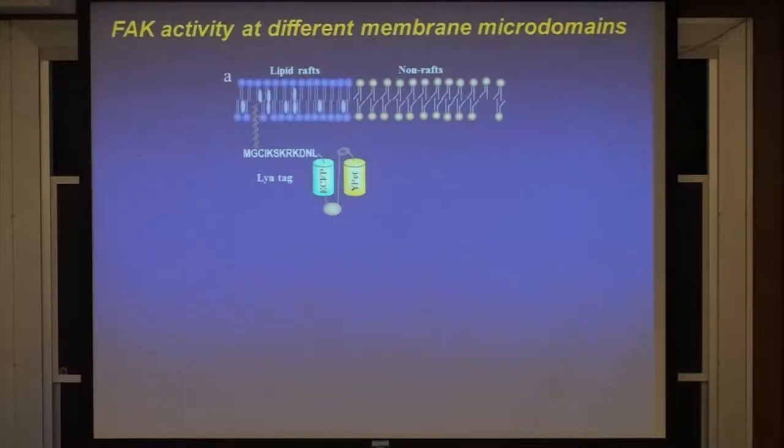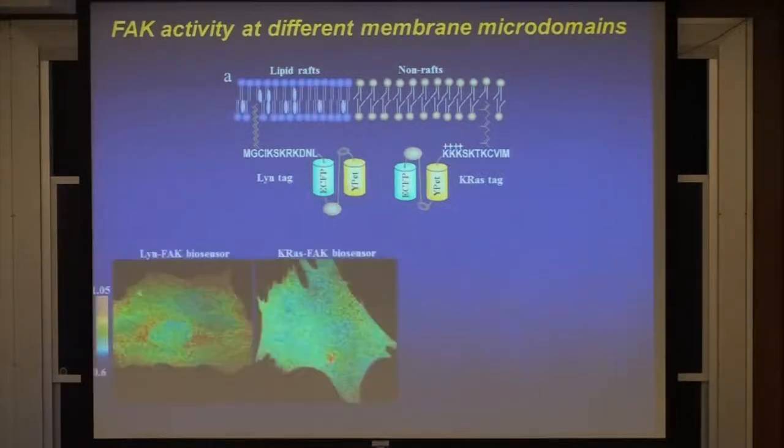But we can engineer the FRET biosensor to specifically force the biosensor to stay inside lipid rafts. As you can see here, we can add a peptide containing glycine 16, and it will be modified with a saturated fatty acid chain and inserted into lipid rafts. Or we can modify the biosensor so that it will be forced to stay outside the lipid rafts. And we can compare which biosensor can report the FAK activity, okay? To know whether focal adhesion kinase is specifically activated at certain microdomains, okay?